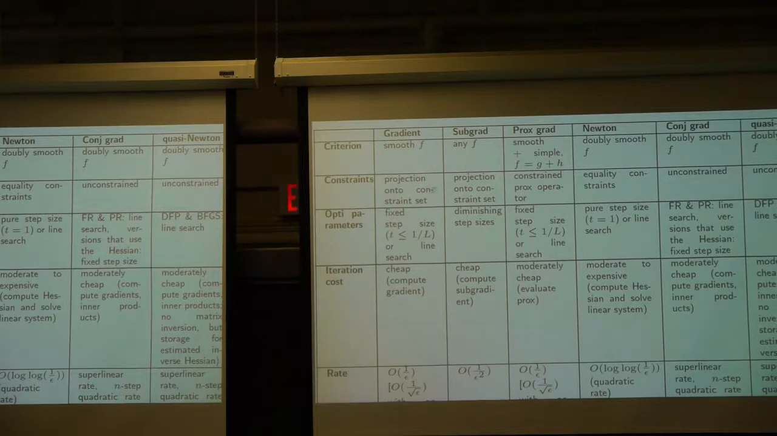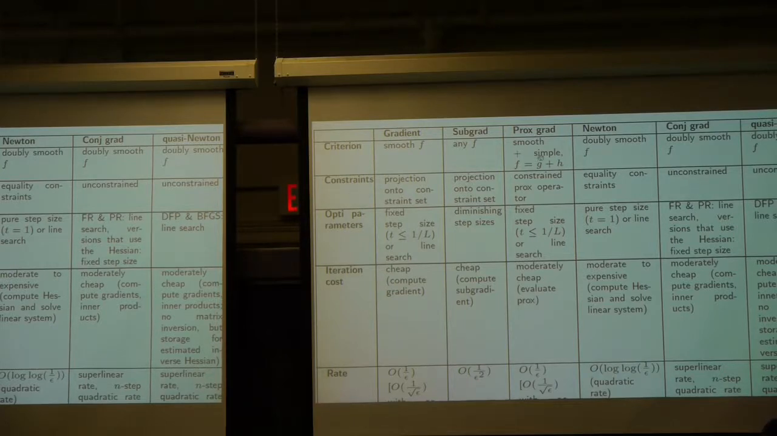So for gradient descent, we assume this smooth criterion function. It has to have a gradient. That's what we need to run the algorithm. For the subgradient method, we just assume that it's convex. I've not written the fact that f should be convex everywhere here in the criterion and in the constraints as well. That's just assumed. That's been our setting so far.